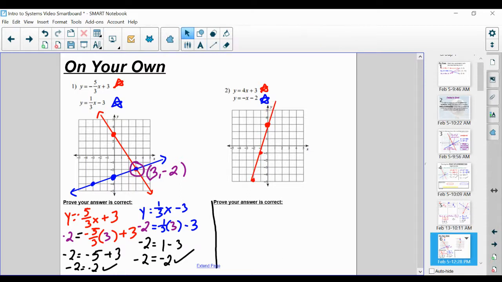That was not perfect, so I'm going to go back and fix it. You're going to find that when you're graphing, it may not be perfect, which is why we really need to make sure that we're checking algebraically.